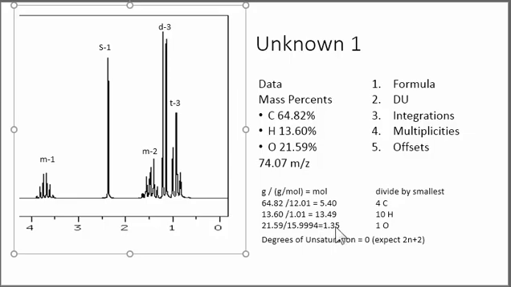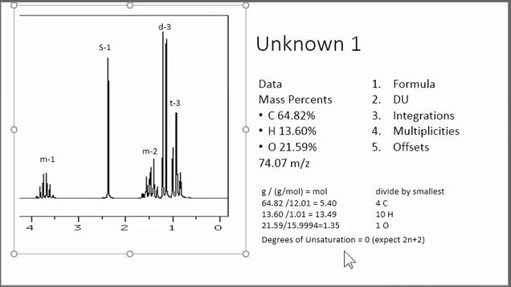And then the next step is to convert those into whole numbers by dividing by the lowest. So I divide by the 1.35, dividing by the smallest, and I get 4 carbons, 10 hydrogens, and 1 oxygen. So my formula is C4H10O.